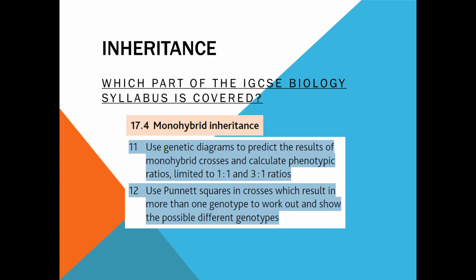We'll be learning how to draw a genetic diagram to determine the phenotypic ratios. We'll also learn how to draw Punnett squares in order to find the different types of genotypes. Now, the difference between genotype and phenotype is that genotypes are a set of genes. So basically, they are the genes that describe a particular trait.